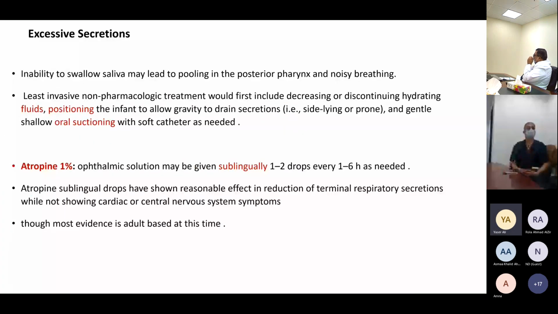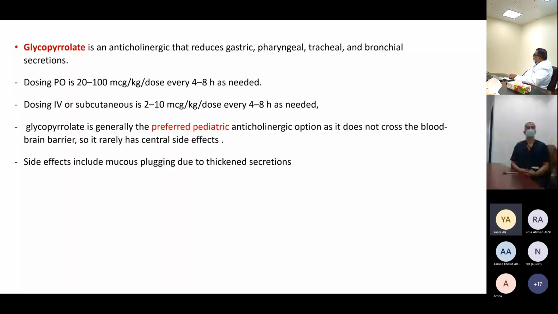Excessive secretions: management includes fluid restriction, positioning, and oral suctioning. Pharmacological management includes atropine 1% ophthalmic solution, which may be given sublingually, though most evidence is adult-based at this time. Glycopyrrolate, orally or IV, is given, and it is the preferred pediatric anticholinergic option.